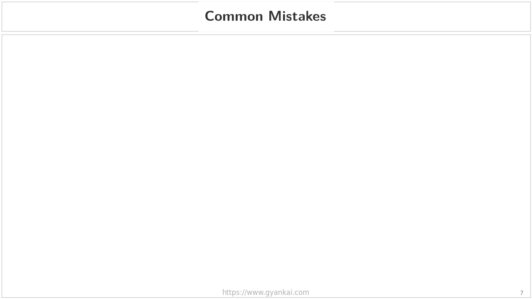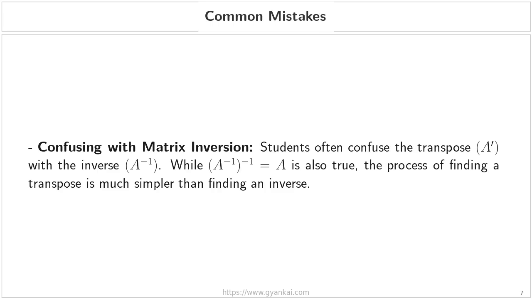Common mistakes. First, it is very common for students to confuse the transpose of a matrix, denoted as A prime, with the matrix inverse, denoted as A inverse. You might be confused because the inverse of an inverse also returns the original matrix A, which looks very similar to the property we just studied. However, please remember that these are two entirely different operations.